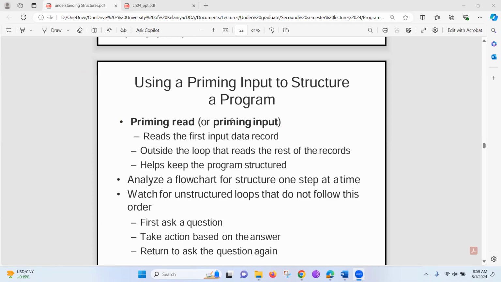Why? Because in your last examination, your seniors' examination also, we tested this area. So read the first input data record outside the loop that reads the rest of the records, to help keep the program structure. That is the thing. Students, I can show you a small example, then you can realize the importance of the prime reading or the priming input, right?